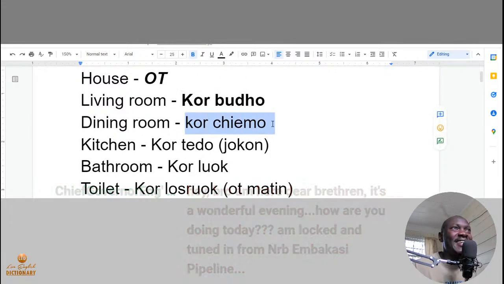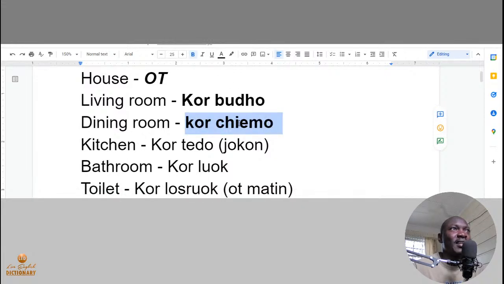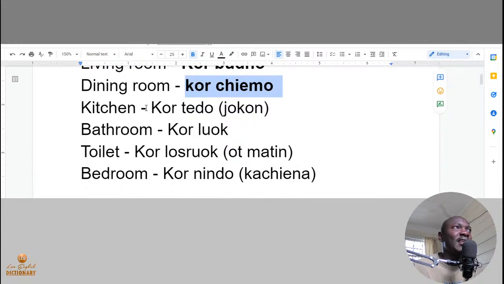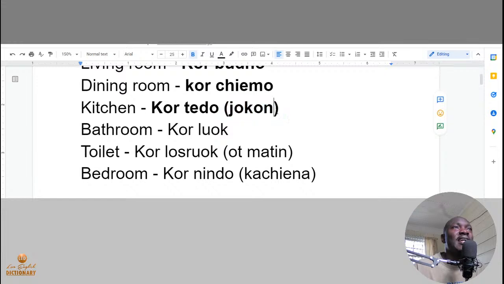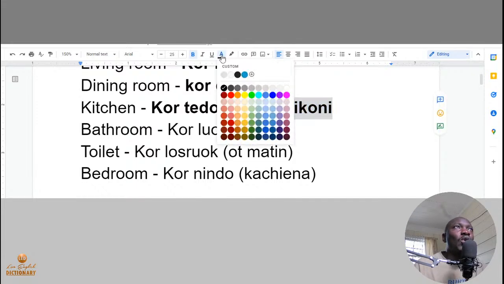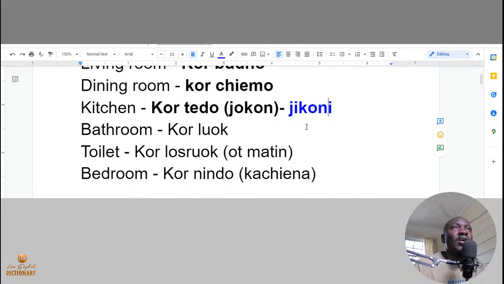So, dining is kor chiemo. And kor chiemo translates to the part for eating, okay? Then, kitchen is kor tedo or jokon. Now jokon is actually a corrupted Swahili, because the Swahili for kitchen is jikoni, so we just corrupted jikoni to jokon, okay? Although kitchen is called kor tedo.